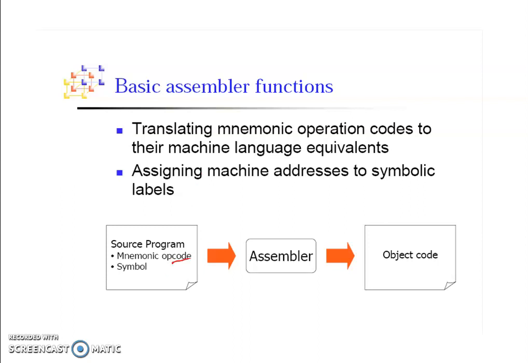So the input given to the assembler will be a source program containing mnemonic codes and some symbols in the form of labels or any other symbols. It will be fed as input to the assembler. The assembler generates an object code by giving some machine language equivalent to the opcode and also assigning some address value to the symbolic labels.